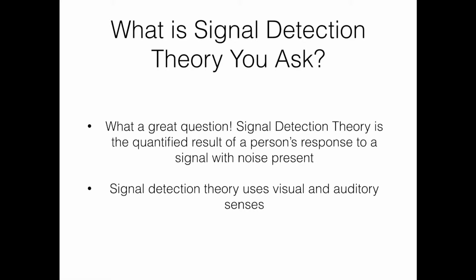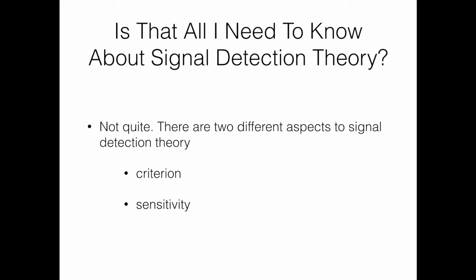Signal detection theory is the quantified result of a person's response to a signal with noise present. Signal detection theory uses visual and auditory senses. The two aspects of signal detection theory are criterion and sensitivity.